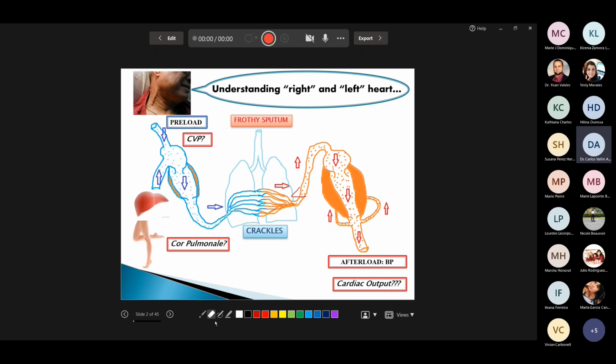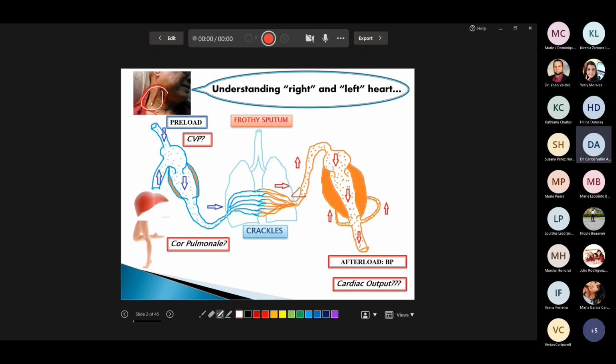And it's very simple. If you have this traffic backflow in the superior vena cava, you can see that here, in the neck vein, in this vein that you have here. So neck vein distension, or external jugular vein distension, is a manifestation of right heart failure.